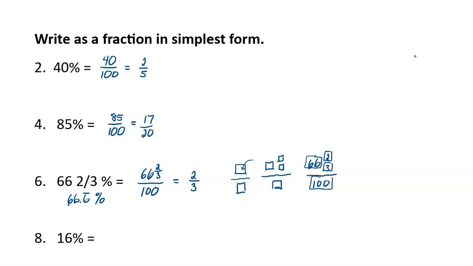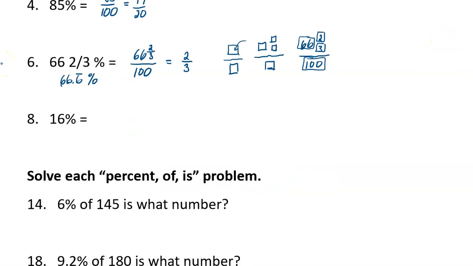So this can be done on the calculator. It's just much faster to memorize that this particular percent is the common fraction 2/3. Number 8, 16% is 16 per 100. Top and bottom both divide by 4, getting 4 over 25.